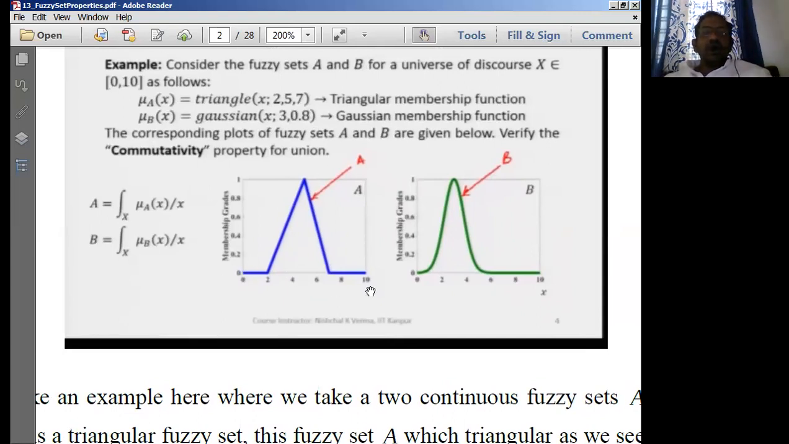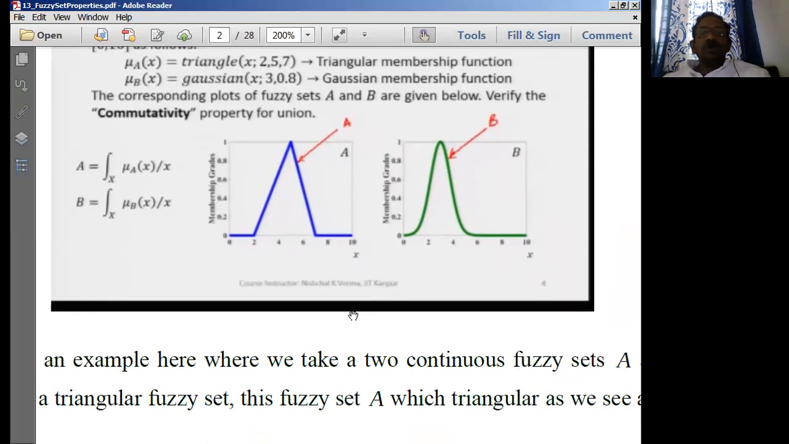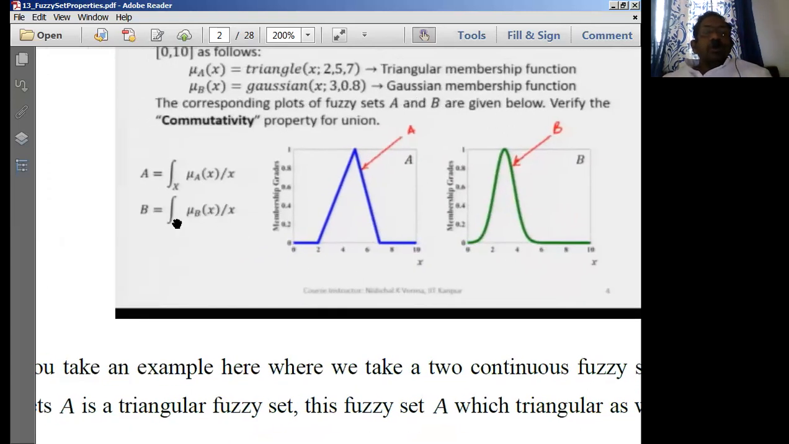One is going to be a triangular membership function, and another one is going to be a Gaussian membership function. The values of the triangular function are the same as the previous examples: 2, 5, and 7. And the Gaussian function values are 3, comma 0.8. With these values, we are going to plot the functions here. Now, the membership functions we can write as A is equal to integral of mu A of x by x, and B is equal to integral of mu B of x by x. Both these representations are the same.